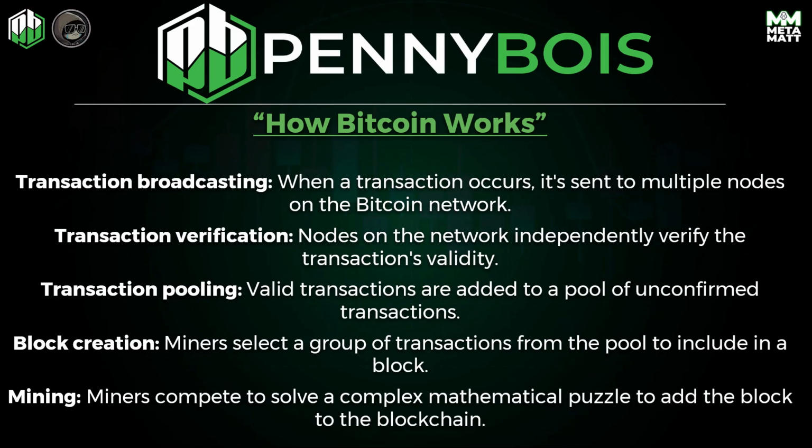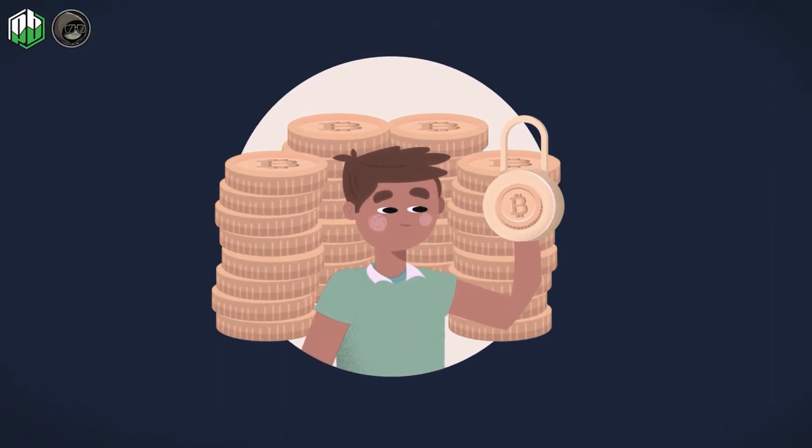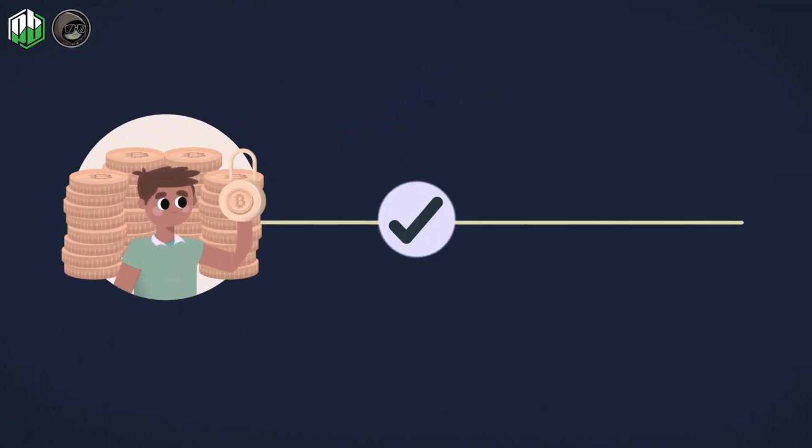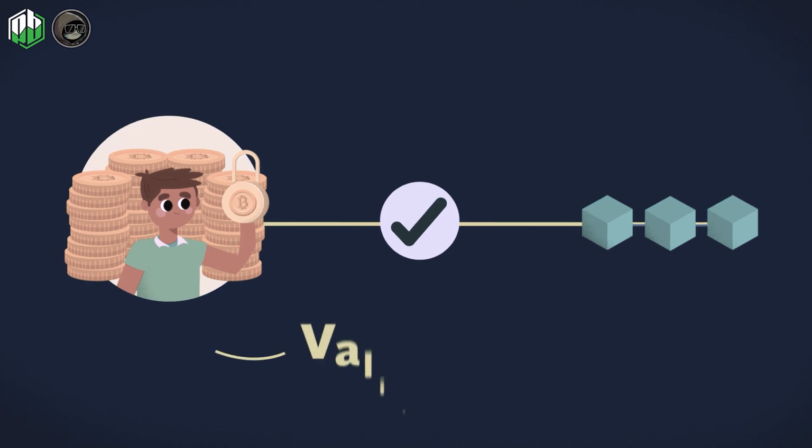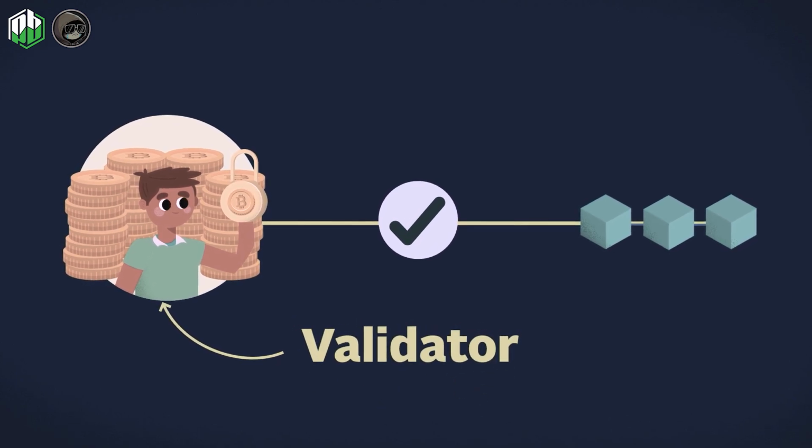The first thing is that the transaction gets broadcasted. So a transaction occurs. I send money to Zach, or some Bitcoin to Zach. It gets sent out to these nodes that I was just talking about before. These nodes are the computers on the network.